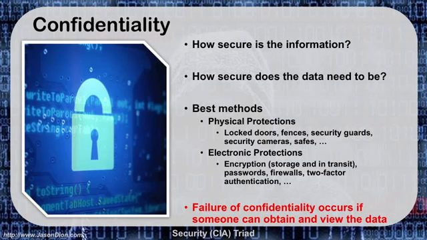Now, if you have a failure of confidentiality, that means someone can obtain and view the data you have. So if they steal that electronic file that is encrypted, but they don't have the decryption key, so they can't read it, it is not a failure of confidentiality. It's another failure, but it's not a failure of confidentiality. But if they can obtain it and view the data, that's when confidentiality has been breached.